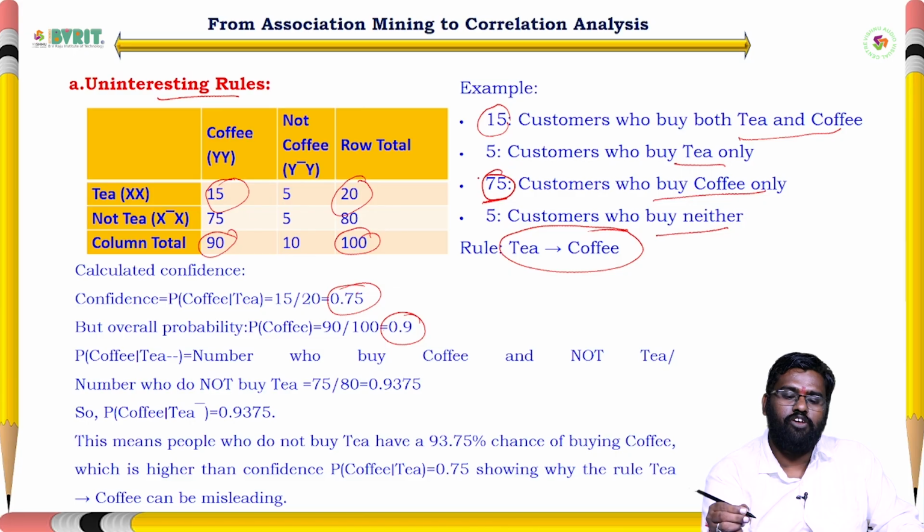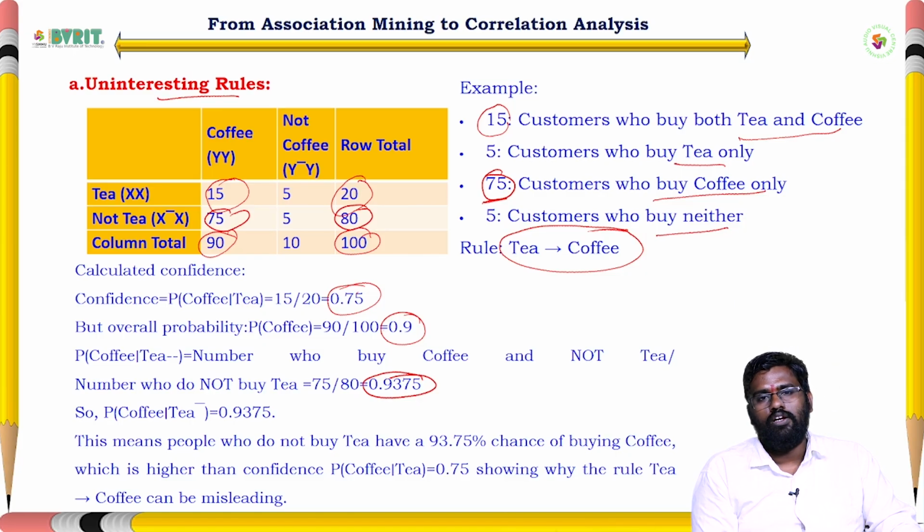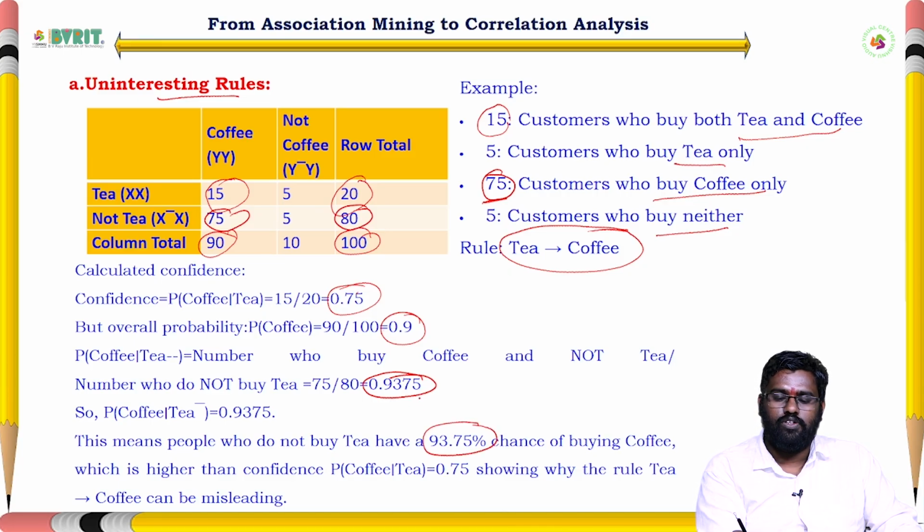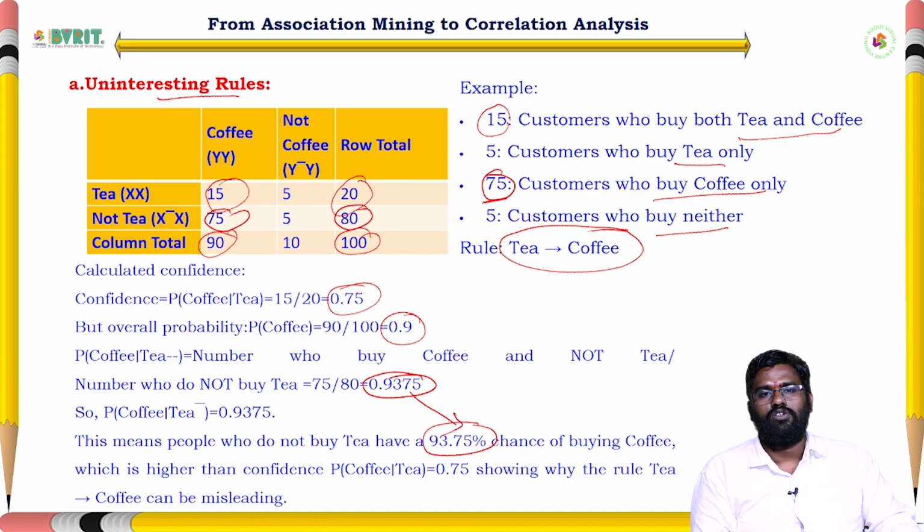That value is 75 divided by 80. So that is 0.9375. This is for coffee: they are buying coffee and do not have tea. That is the probability of coffee given not tea, which is 93.75%. The chance of buying coffee is higher than the probability of buying coffee given tea.